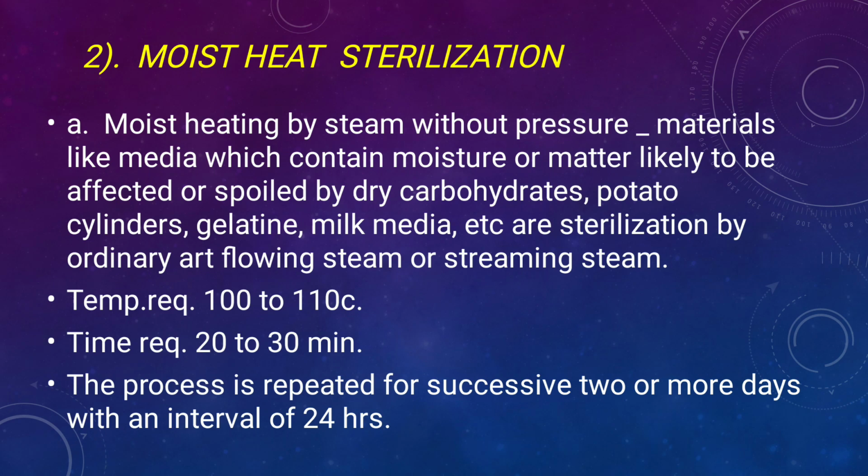That means the sterilization takes place with the help of steam. For these materials, there is no involvement of pressure. The temperature required for moist sterilization is 100 to 110 degrees Celsius for 20 to 30 minutes. The heating process is repeated for two or more successive days at intervals of 24 hours. That process of intermittent heating of materials is called tyndallization.